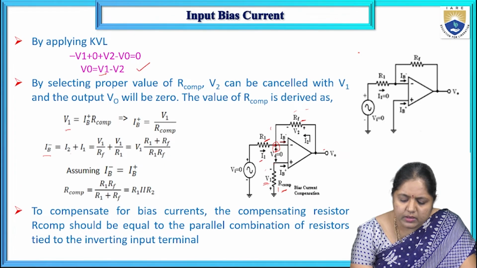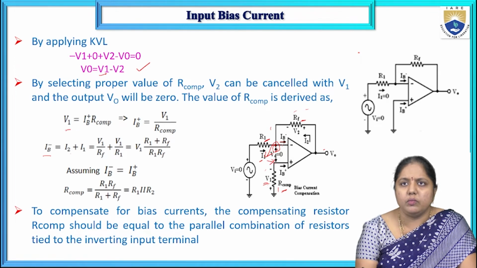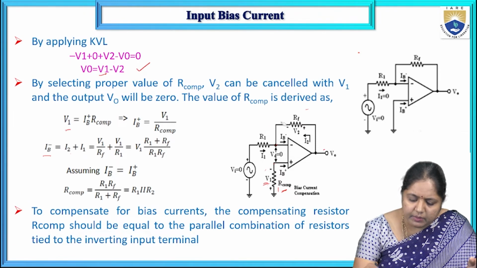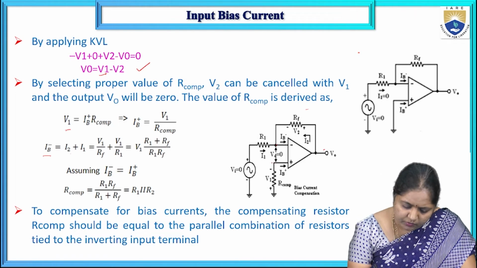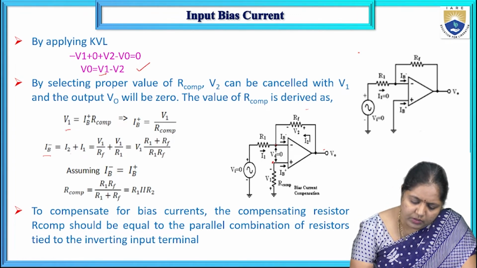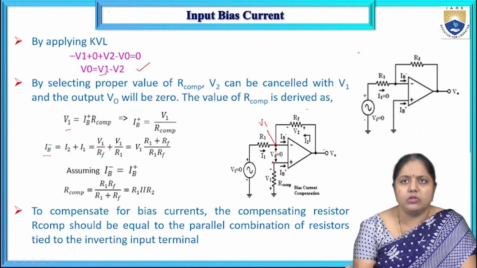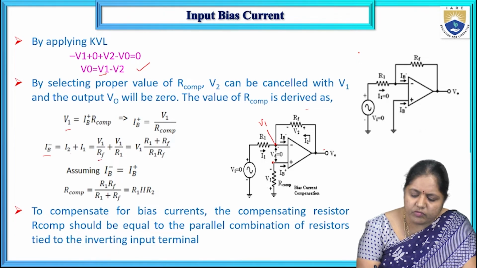According to the ideal operational amplifier, the difference between the input voltage values equals 0. If I look at this circuit, the voltage at this node equals V1. Then, to make VD equal to 0, the voltage at this node is also equal to V1. So the current I2 equals V1 by RF.